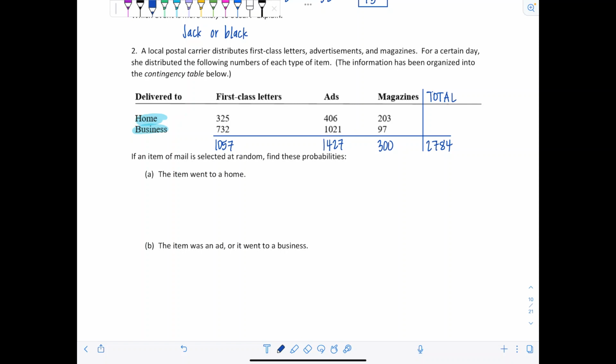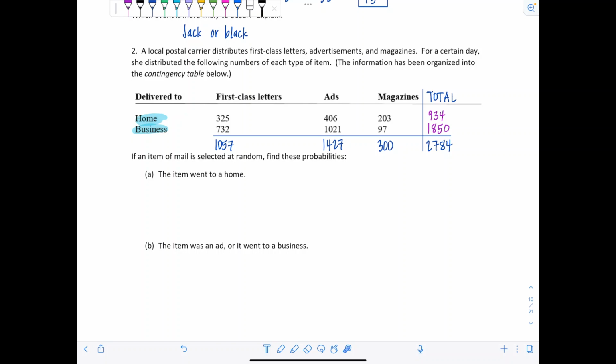And then I'm also going to sum up across each of the rows here. So all of the home deliveries, she delivered 934 pieces of mail, and the businesses 1,850. And also, you guys, the 934 and the 1,850 right here, these should sum up to the total as well. So you can double check that you did all your addition correctly that way. Okay, so now we have everything we need.